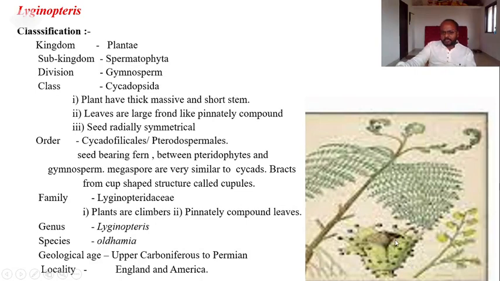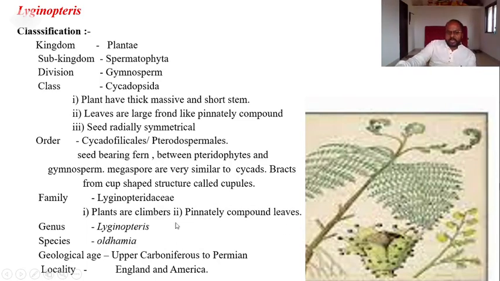So it has the small megaspore, and they have a curved bracteate reproductive structure, and the cupule is also found in this plant. And the next rank is the family Lyginopteridaceae, because the plants are climbers and have pinnately compound leaves.